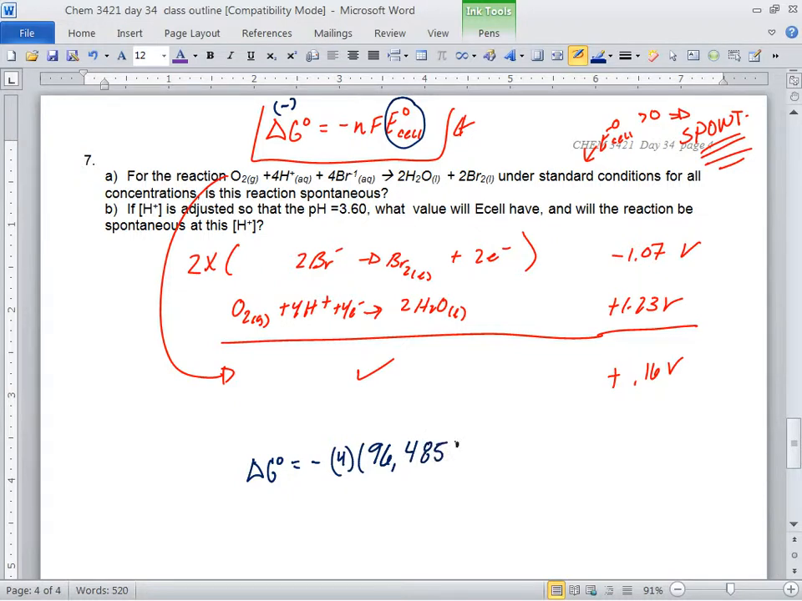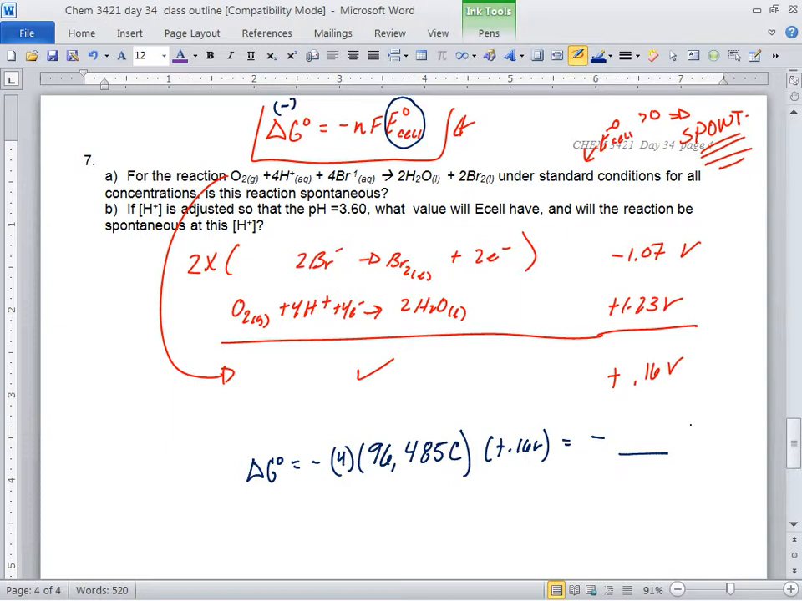96,485 coulombs. E0 cell, positive 0.16 volts. So you do all this, and you get a negative number, negative whatever. And what units? What units do I put on this? Danielle, what units do I put on delta G?